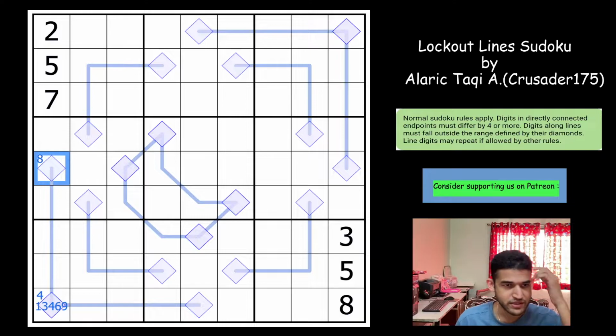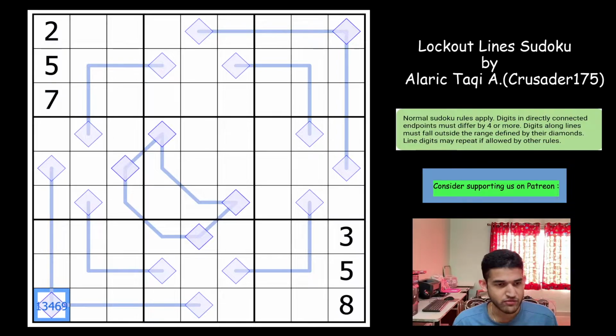Let's try with 8 here. This is 8. Then the only possible digits here are 1, 3 and 9. This would be a 6. So this can be a valid arrangement. 4 looks possible to me. If it's a 1, then this would be minimum 6. Then 3 would go here. 1 I don't think is possible here.